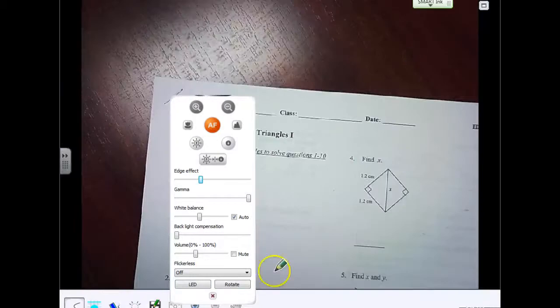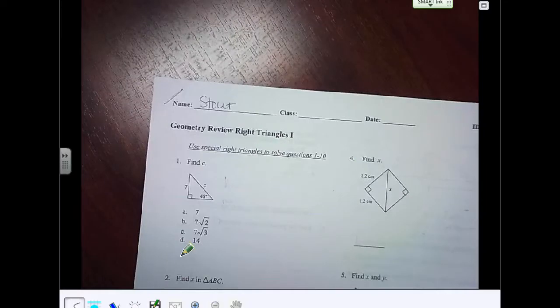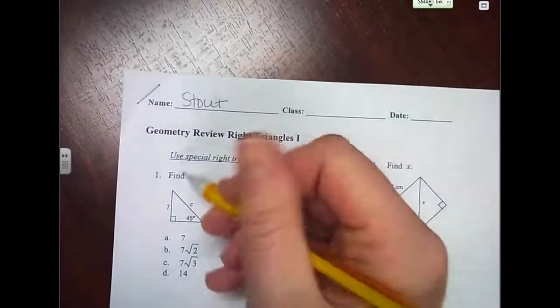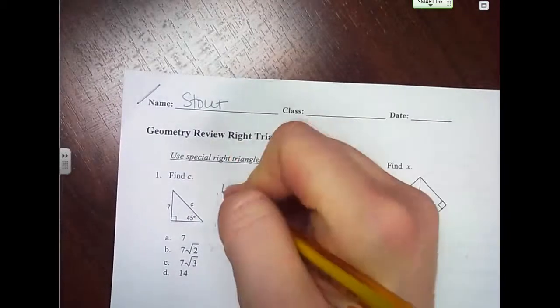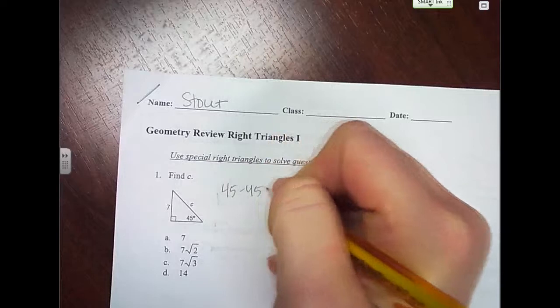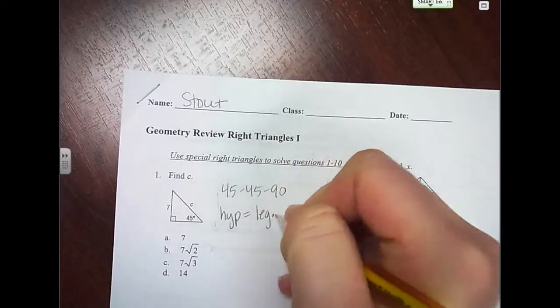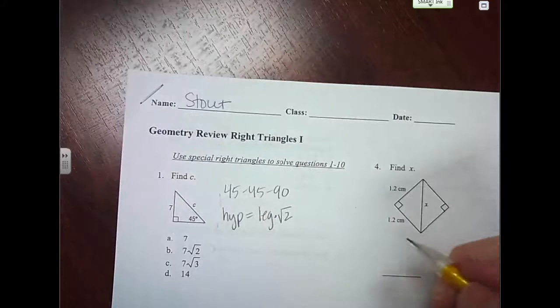Okay, so number 1, find C. Now there's 2 ways here that you could find C. You could do Pythagorean theorem, but it will take a little bit longer. So because this is a 45, 45, 90 triangle, I'm going to use our formula, hypotenuse equals leg times square root 2. So then fill in what you know.